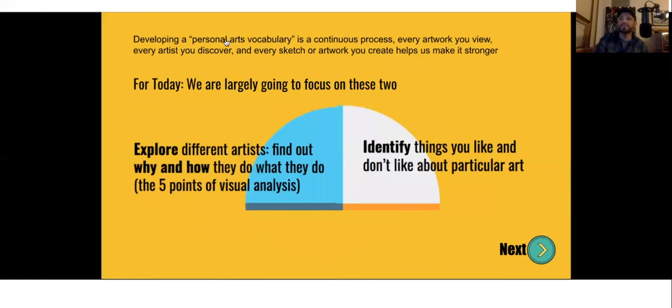For today, it says developing an artistic vocabulary is a continuous process. Every artwork you view, every artist you discover, and every sketch or artwork you create helps us make it stronger. Today, we are largely going to focus on two: explore. So we're going to, again, look at the upper half of this Venn diagram, or pie chart. We're going to look at the upper part of this pie chart. So it says explore different artists and identify things that you like and don't like about particular art.